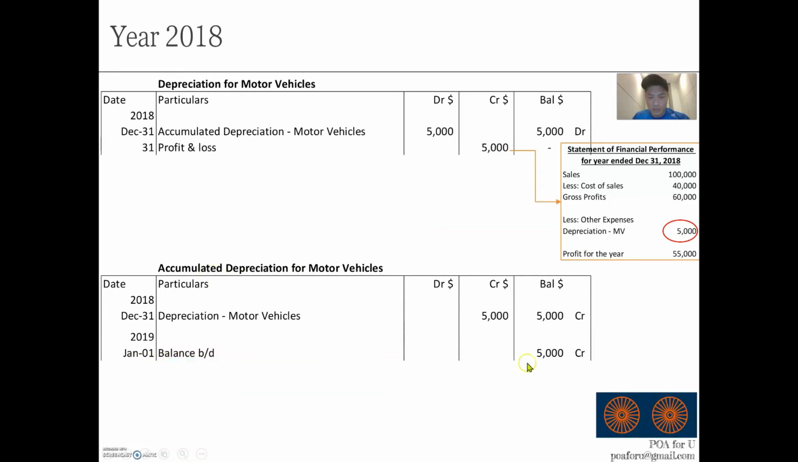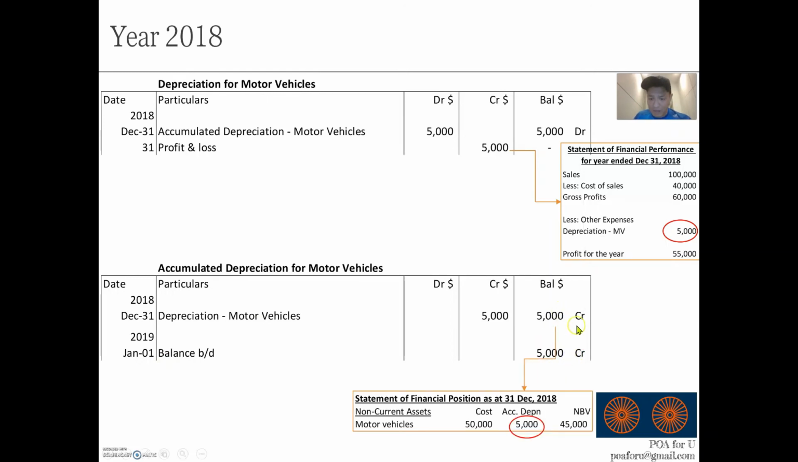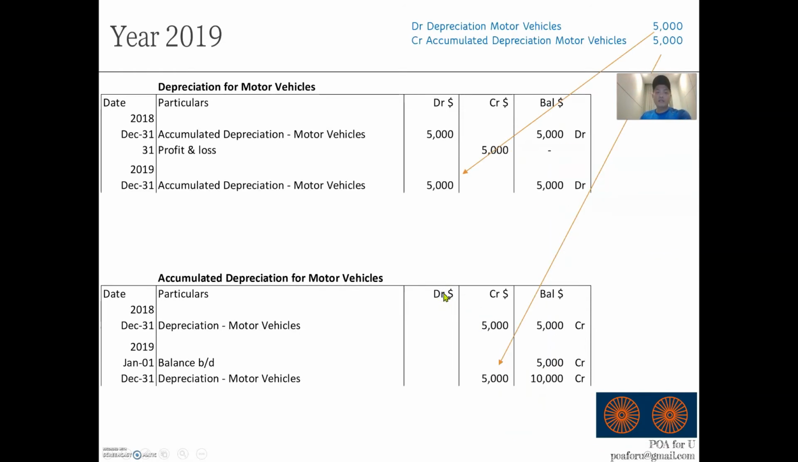Accumulated depreciation, this 5,000 at the end would then be brought down to the following year in the first day of the following year as a balance brought forward. It's always going to be a credit balance, and this 5,000 will be reflected for the end of the year in the statement of financial position as the accumulated depreciation here. Okay, now let's look at what's happening the following year in 2019.